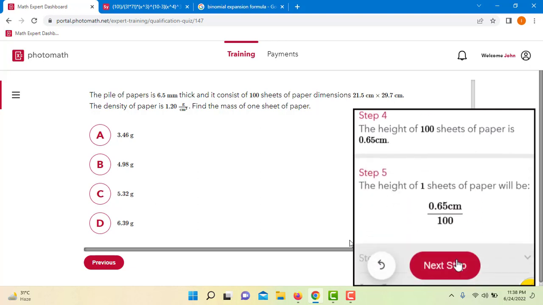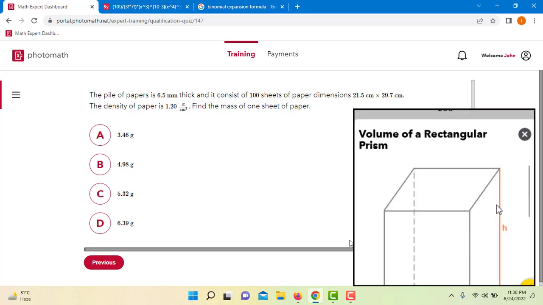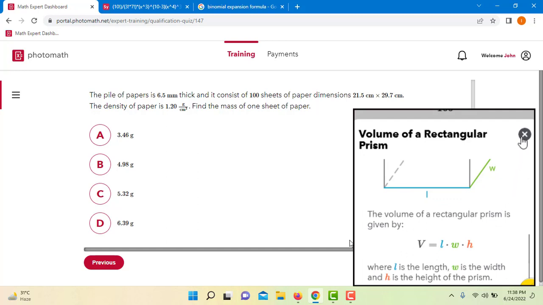The height of a single page is equal to 0.65 centimeters divided by 100, since there are 100 pages. The single page can be considered as a rectangular prism having height 0.65 divided by 100, length 21.5 and width 29.7 centimeter. Substitute these values into the volume of the rectangular prism.